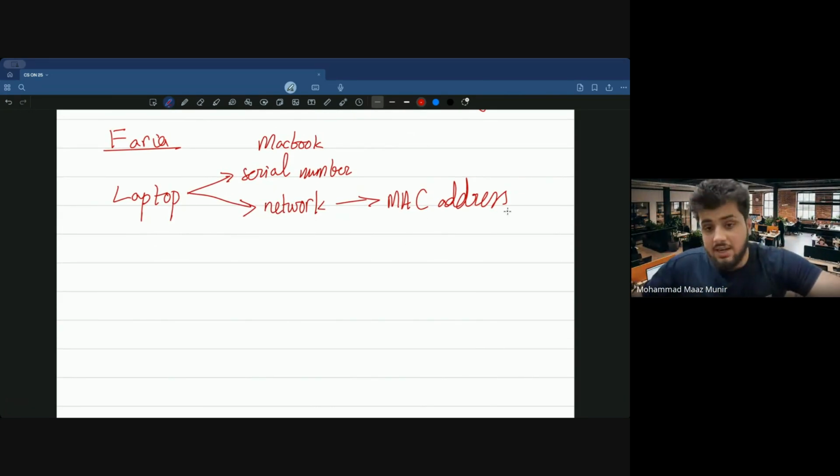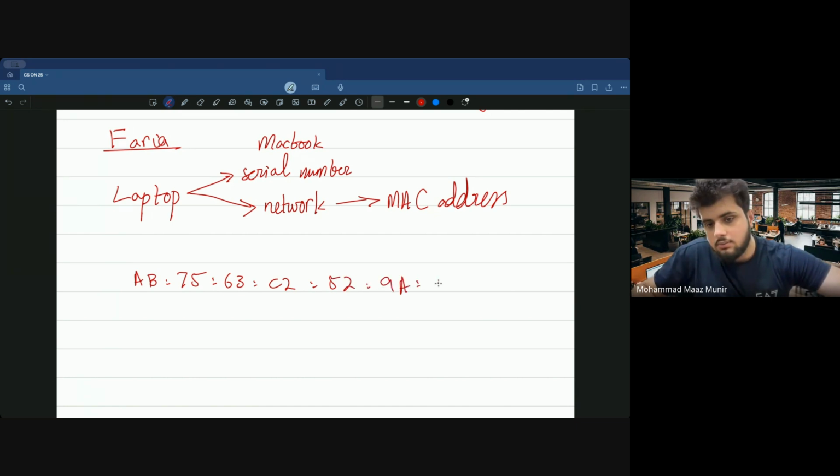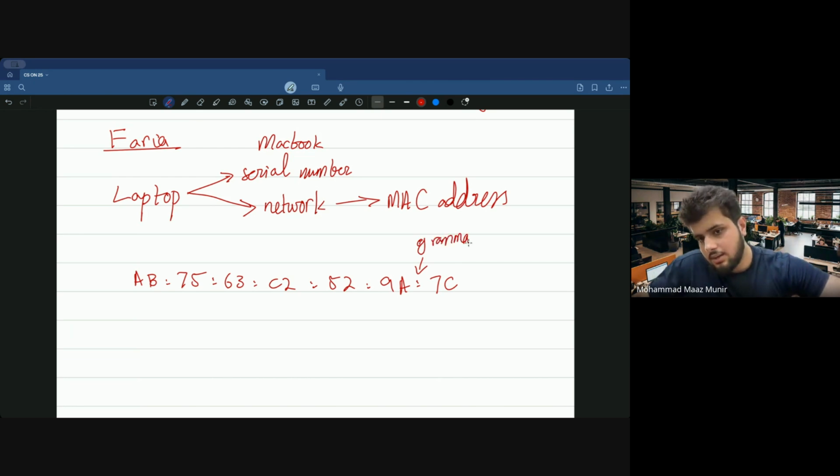Okay, so MAC address. Now coming to the main thing. What does a MAC address usually look like? MAC addresses are basically in the form of maybe AB colon 75 colon 63 colon C2 colon 52 colon 9A colon 7C. So this colon is basically the grammatical section, the grammatical flow. You can say it's like a pattern, a pattern for the logic and the flow.